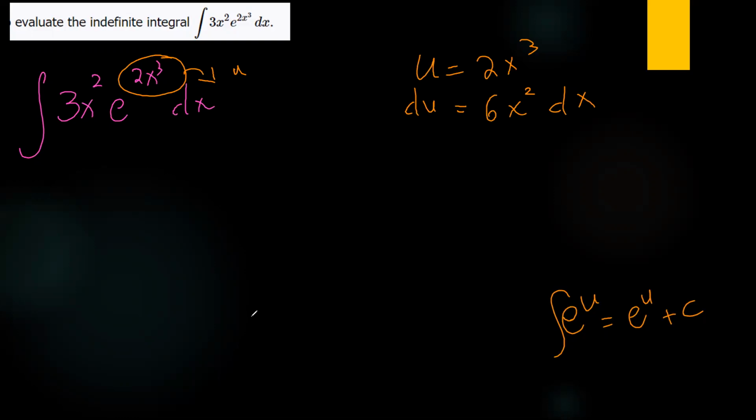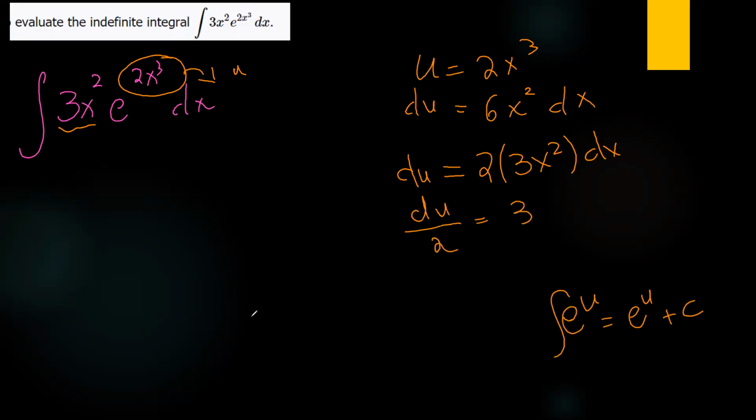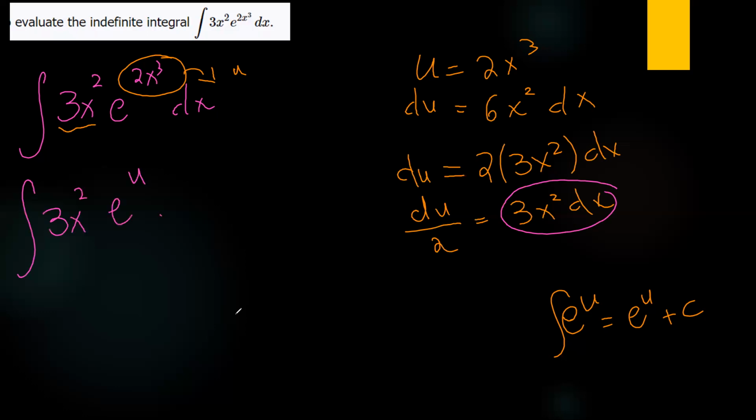Now, I need to cancel the u with this function. But here what did we have? We have 3x squared. So we can write 6x squared as 2 times 3x squared dx. That means du over 2 is 3x squared dx. Now, I will tell you why I wrote it like this in order to cancel 3x squared. So now, let's rewrite it as 3x squared times e to the power u times dx.